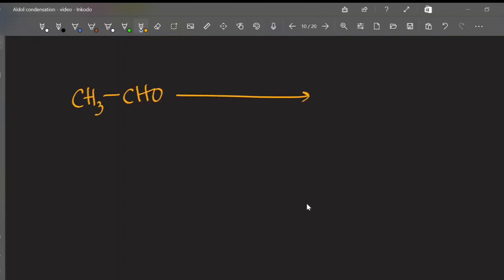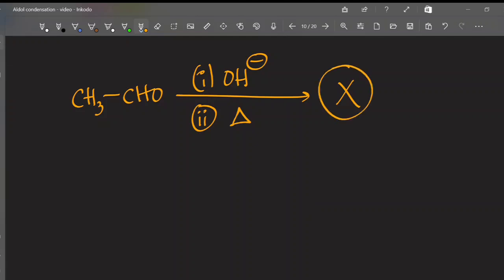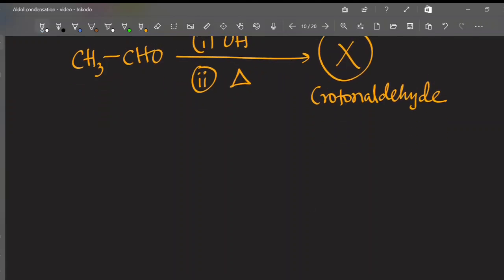Acetaldehyde. So in the first step, we will be reacting with a base, and in the second step we are heating it. We will get a compound X. And what type of isomerism is shown by the compound X? So just now we have seen the compound X is nothing but our crotonaldehyde. Yes, I hope it is clear.